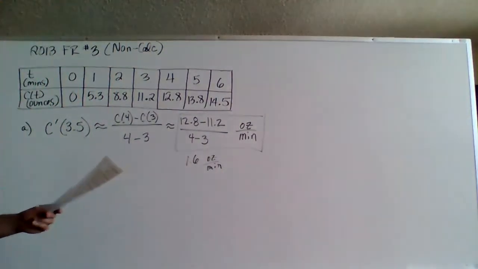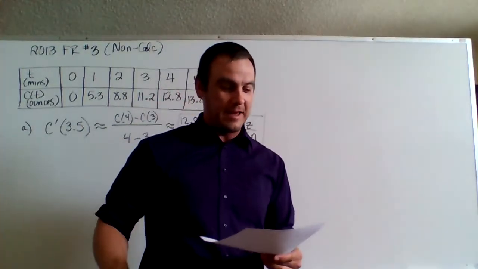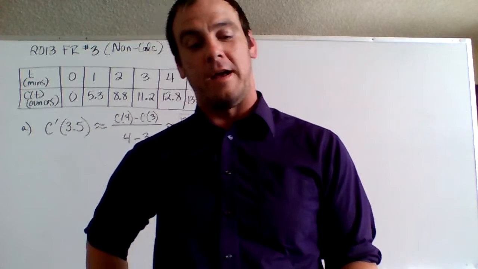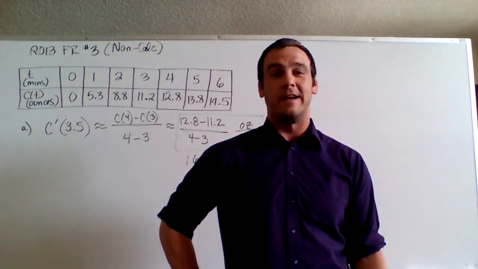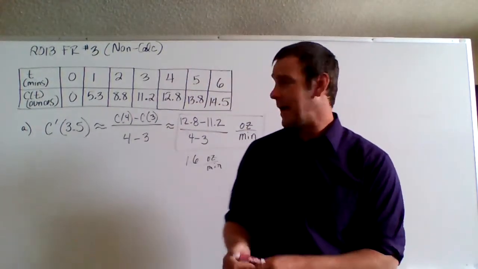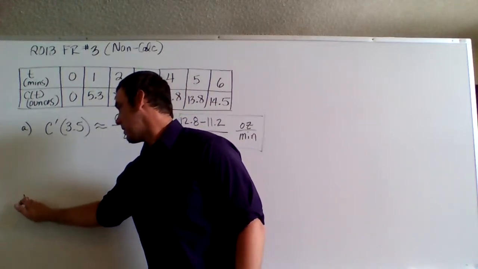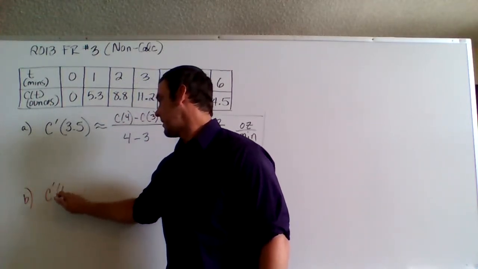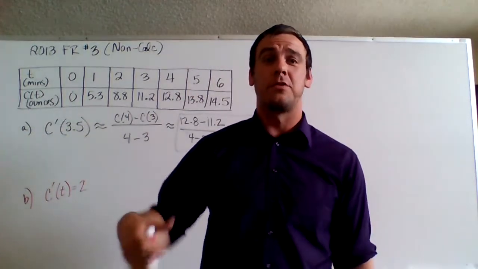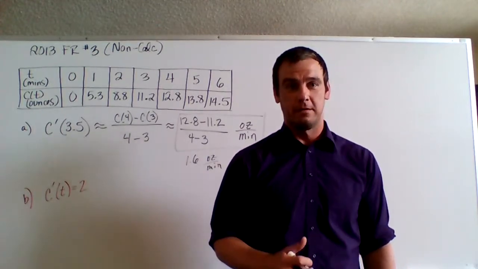Let's move on to part B, shall we? Part B: Is there a time t between 2 and 4 at which C prime equals 2? Justify your answer. So this is what I was saying before, guys. It's asking you, is there ever a time where C prime of t is going to equal 2? Is there ever a derivative that's going to equal 2? That's going to be kind of your clue to use MVT.